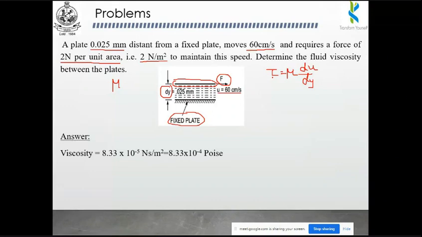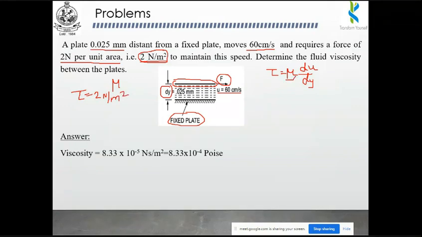So my question is whether the shear stress is available in the given data or not. What is the formula for shear stress? Force per unit area. Is force per unit area available in this given data? Yes, it is available. Look here, it is Newton per meter square. That is called Newton per unit area. So the value for tau is 2 Newton per meter square. So we have that particular value.